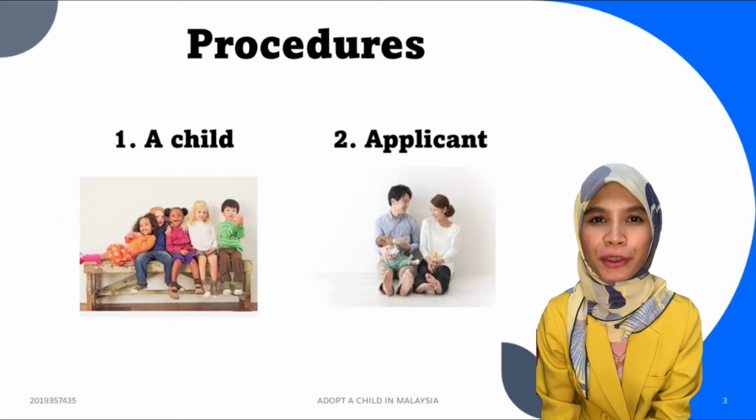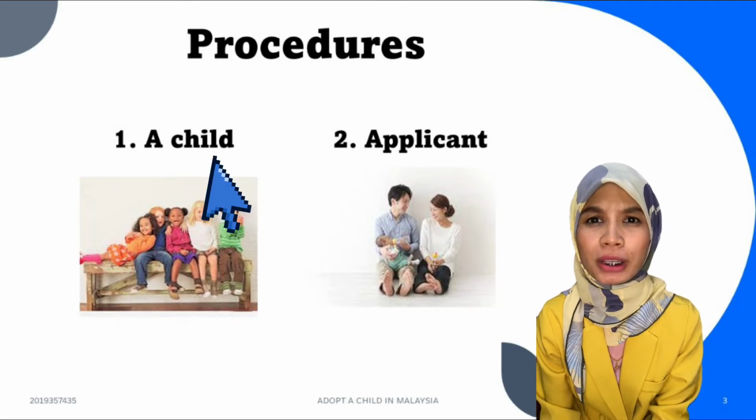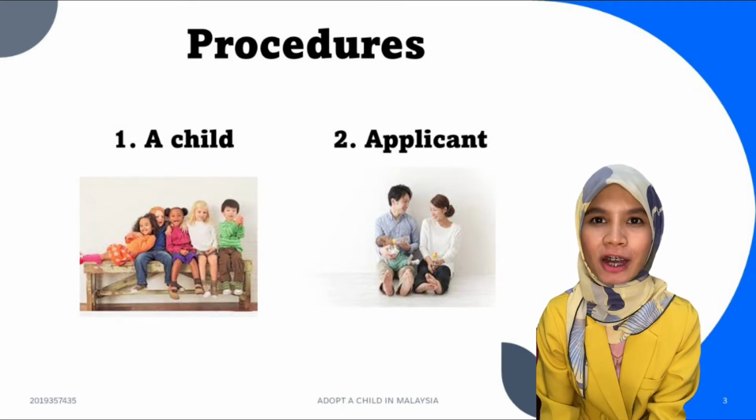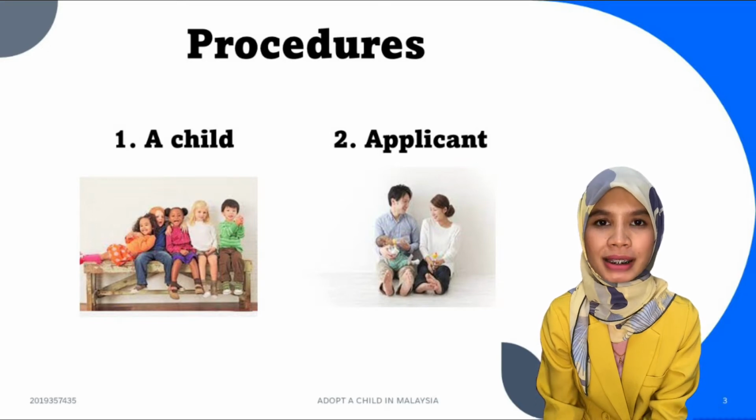Okay, let me share with you the first procedure to adopt a child, which is the child. Yes, we must have a child. Without a child, how can we adopt, right? The child is the most important role when you want to adopt. A child must be aged under 18 and resident in Peninsular Malaysia, and they must have their original birth certificate.